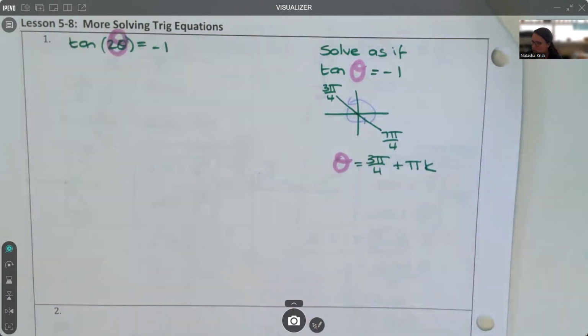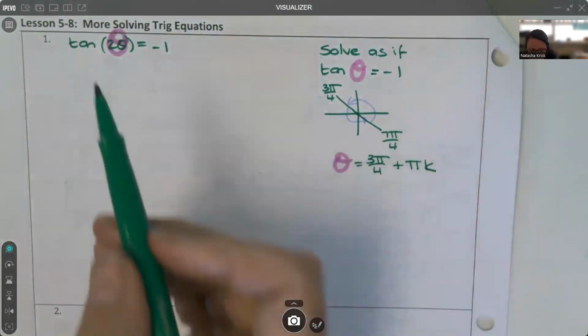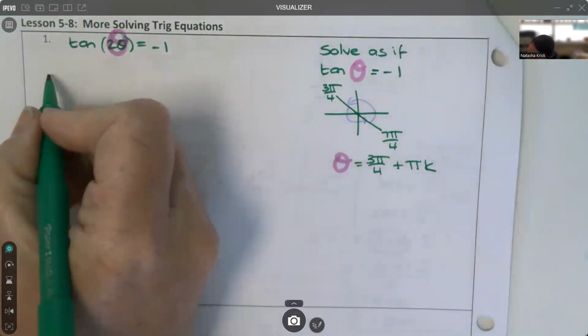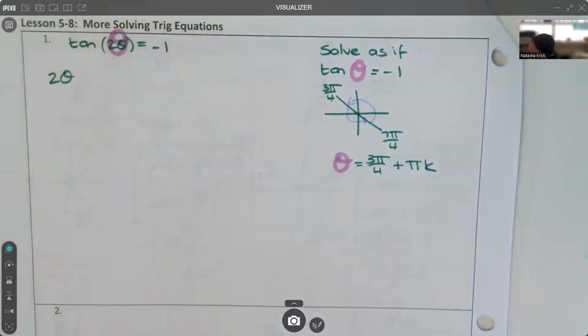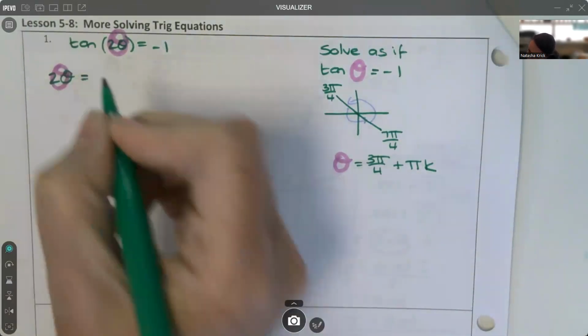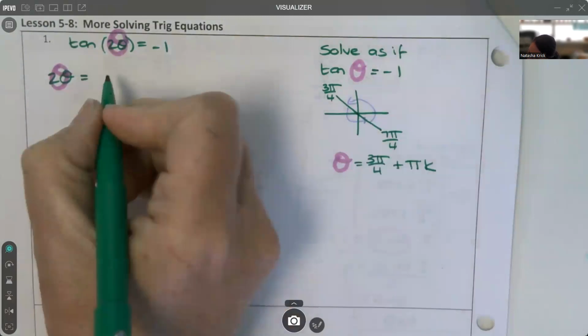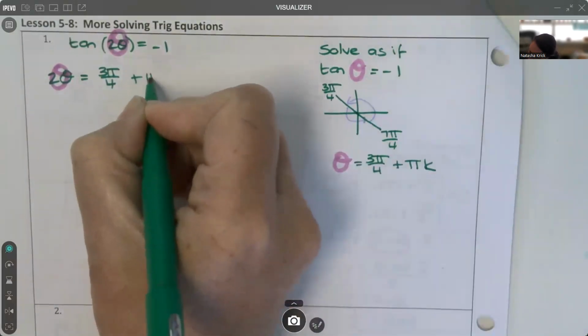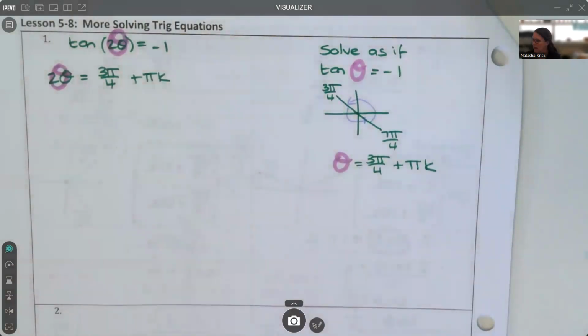But we're not actually trying to solve for theta. We're trying to solve for 2 theta. So let's come back over here and say, okay, well, I have my theta that I pretended was theta is actually equal to 2 theta. So what's actually equal here is that 2 theta is equal to 3 pi over 4 plus pi k. And then I want to think of how can I change this so that I just have theta. I want to get rid of that 2.